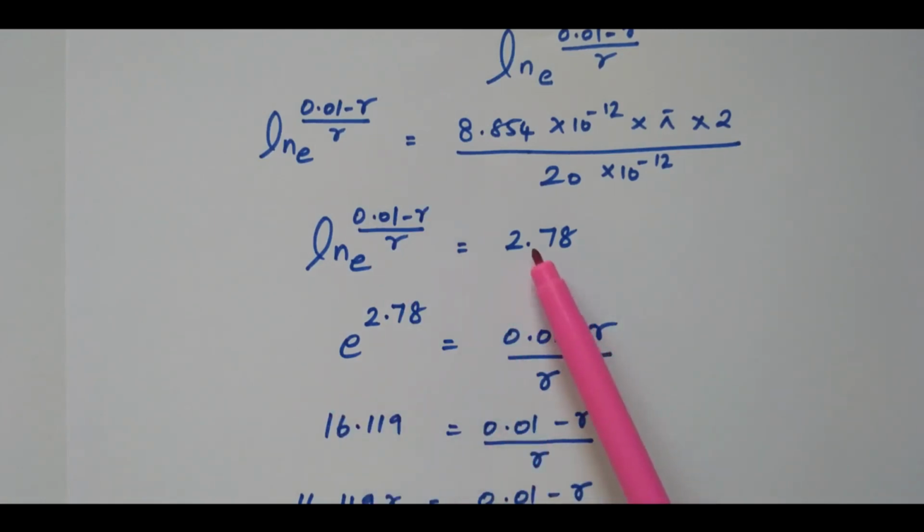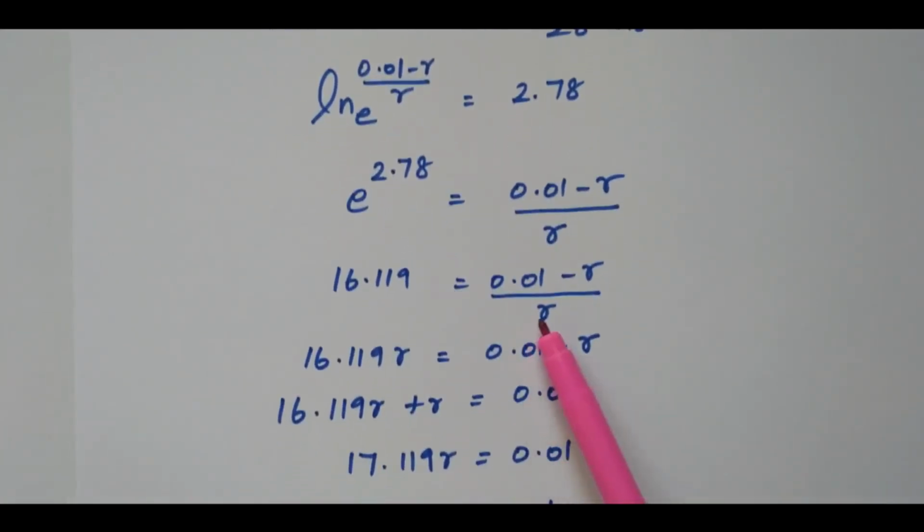Based on the previous step, we can interchange these two: e power 2.78 equal to (0.01 minus R) by R. The value of e power 2.78 is 16.119. That is equal to (0.01 minus R) by R. Now multiply this R in the numerator: 16.119 R equal to 0.01 minus R.